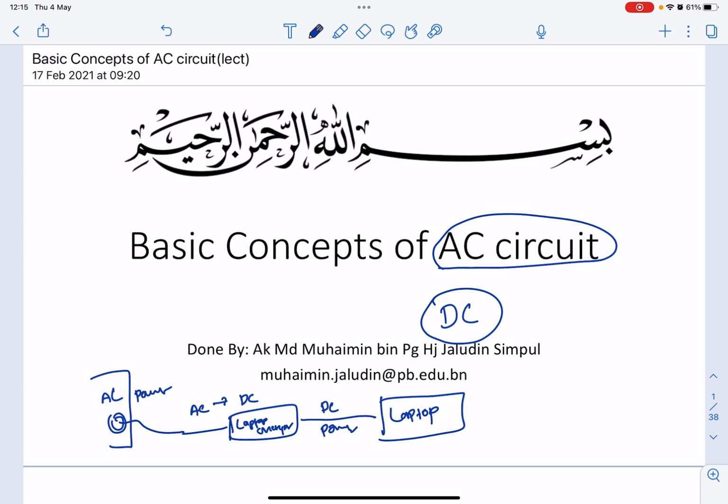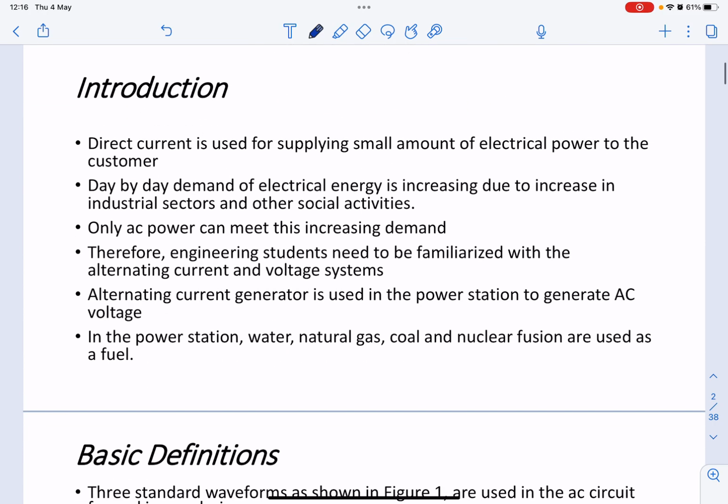So now we want to look into the AC circuit. As an introduction, direct current is used for supplying a small amount of electrical power to the customer. Day by day, demand of electrical energy is increasing due to increase in industrial sectors and other social activities. Only AC power can meet this increasing demand. Therefore, engineering students need to be familiarized with the alternating current and voltage systems.